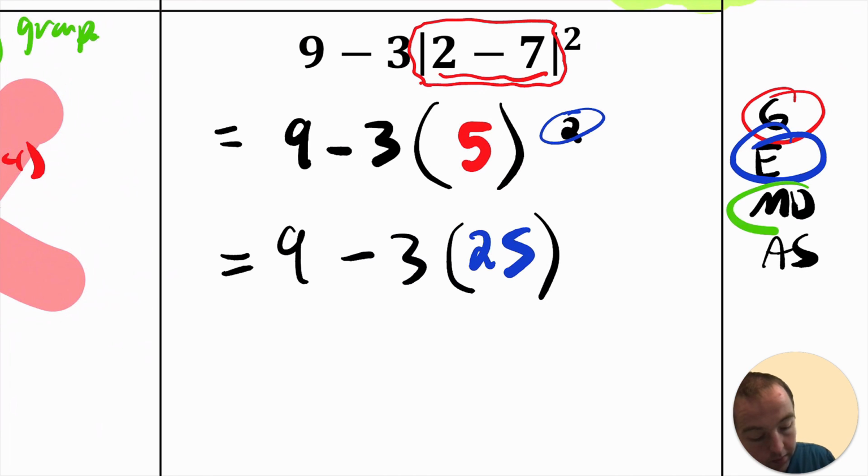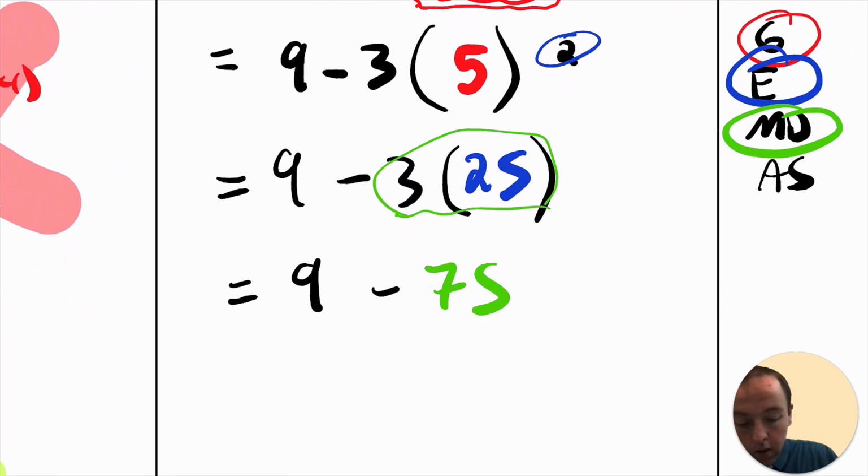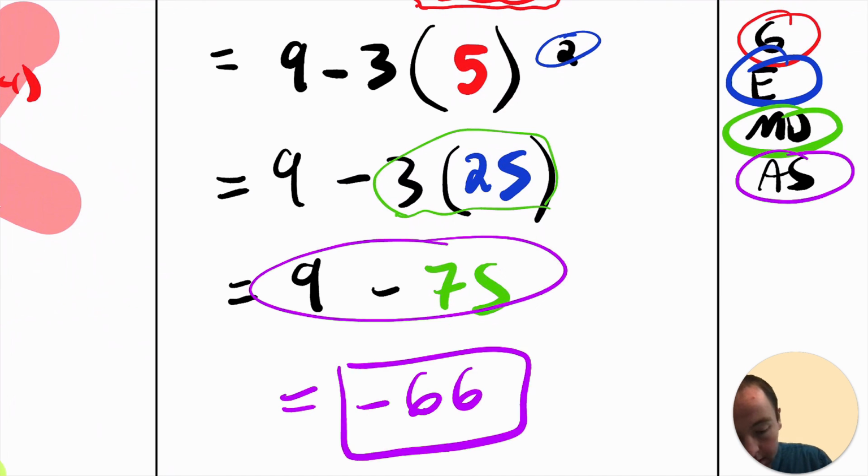Okay, so now we've got multiplying and dividing, and that's going to happen right here. You've got the 3 and the 25, so when you multiply that, that's going to give you 75. And then we're going to do the last step, which is to subtract the 75 away from the 9. Taking care of the addition, subtraction aspect of this, it's going to give you a final answer of negative 66.